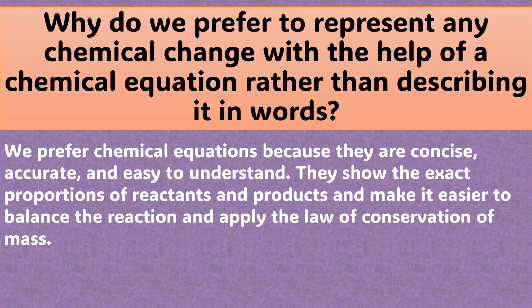Question number 30. Why do we prefer to represent any chemical change with the help of a chemical equation rather than describing it in words? Answer. We prefer chemical equations because they are concise, accurate, and easy to understand. They show the exact proportions of reactants and products and make it easier to balance the reaction and apply the law of conservation of mass.